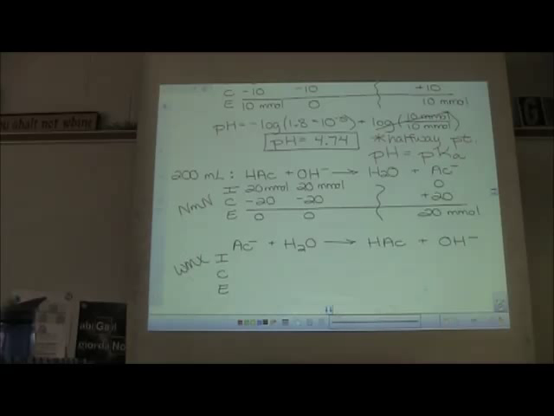Now, guys, I will tell you this. This is as long as it gets. This is the longest type of calculation. Notice that in all of our other steps, we've only had to deal with one ice table. This is the only situation where you'll have two.